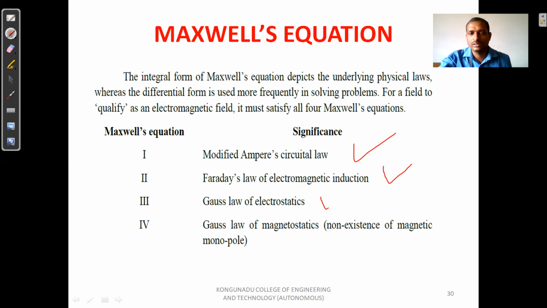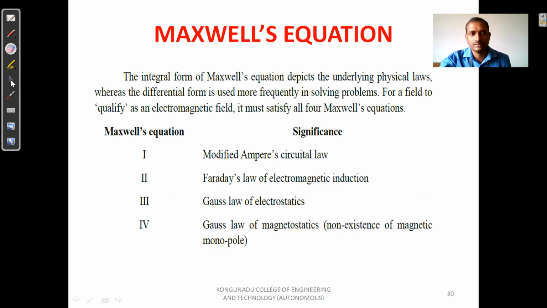So the next one, the third Maxwell equation, is derived from the Gauss law of electrostatics, that is psi equal to Q. That is the Gauss law of electrostatics. The fourth one is derived from the Gauss law of magnetostatics, that is phi is equal to 0. The flux around a closed path is equal to 0. So this is derived from the Gauss law for magnetostatics.